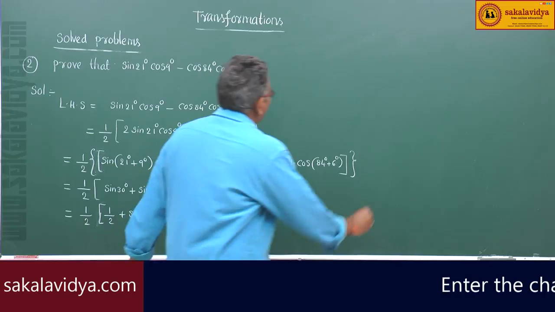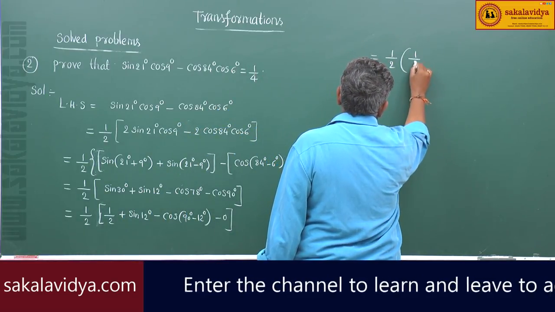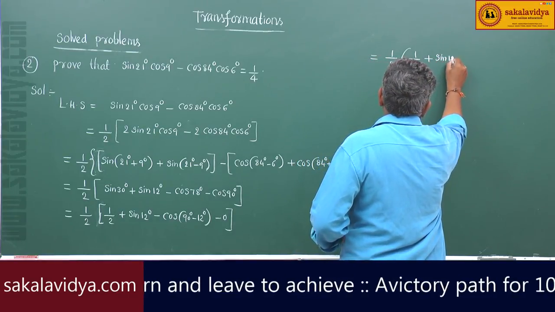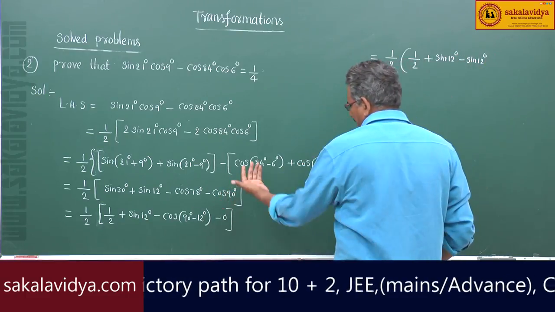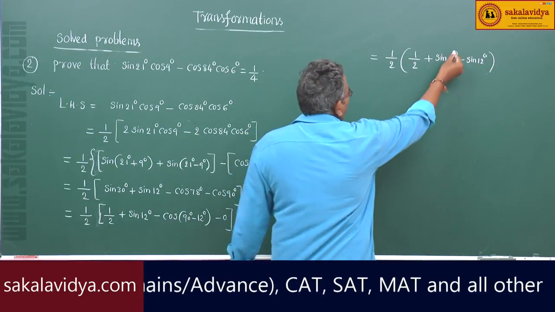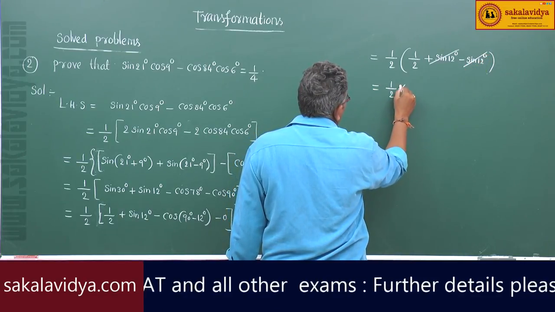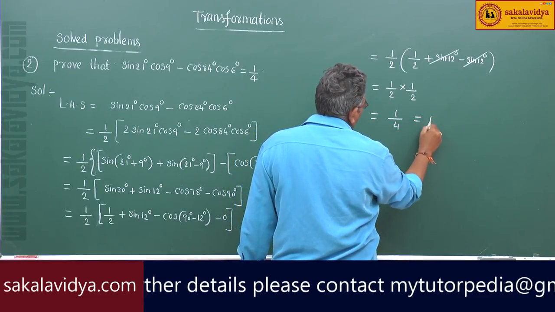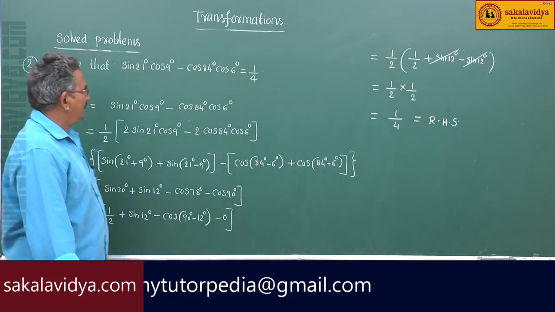So we have 1 by 2 multiplied by 1 by 2 plus sin 12 minus sin 12 and minus 0. You can just leave it, we can delete it. Plus sin 12 minus sin 12 gets cancelled, we have half multiplied by half, so this is equal to 1 by 4 which is equal to RHS. This is what was required to be proved.